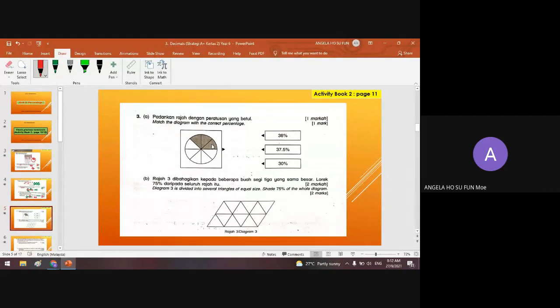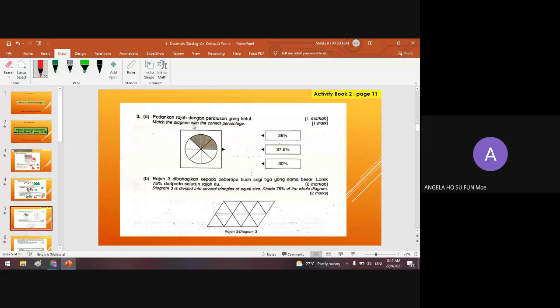Okay, question number 3 here. Now look at this. Match the diagram with the correct percentage. I can see here how many parts have been shaded. Anyone can tell me how many parts have been shaded? 3. How many parts altogether have been divided this circle? This circle divided to how many parts? 8 parts, right? But 8 parts I've already shaded 3.